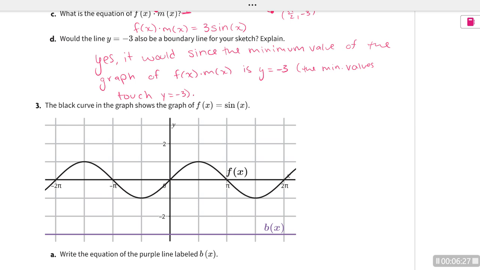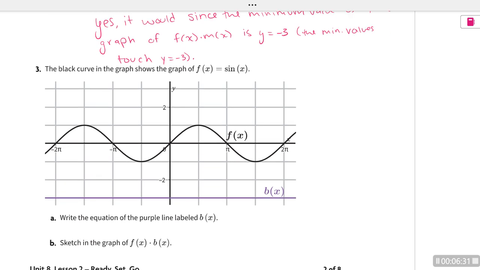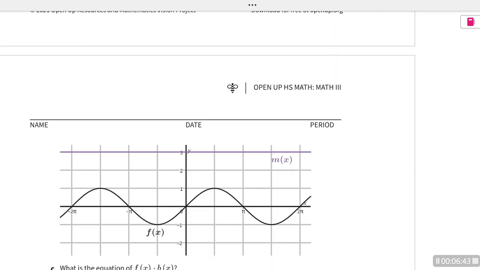Question 3. The black curve in the graph shows the graph of f of x equals sine of x. Write the equation for the purple line labeled b of x. So here we see negative 3, so b of x must be equal to negative 3. So let's get to the graph of f of x times b of x. Part B asks us to do that.